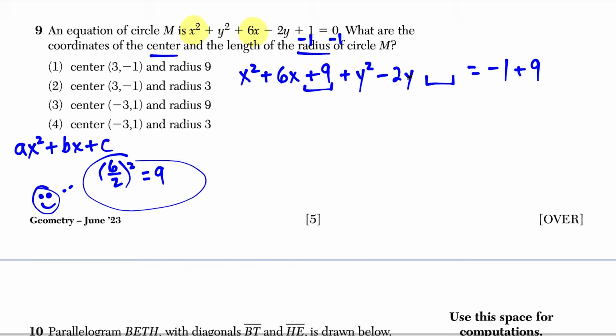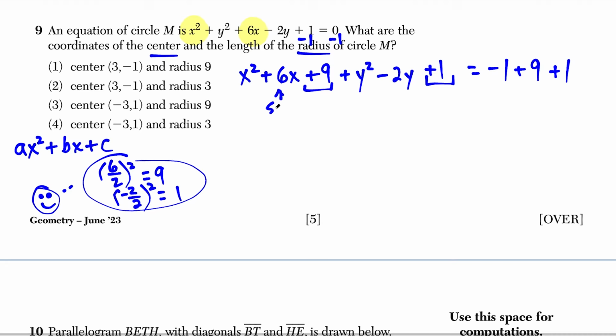And now for the y stuff here, the b term is -2. So I would take -2, divide it by 2 and square it. That would give us -1 squared, which is 1. So for this part, I'm going to add 1. And then I have to do the same thing to the right side to keep everything balanced. So now, why is this called completing the square? It's because now the resulting trinomials are perfect square trinomials.